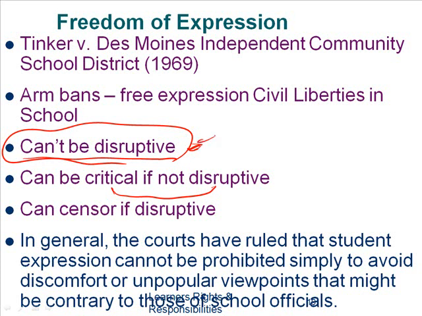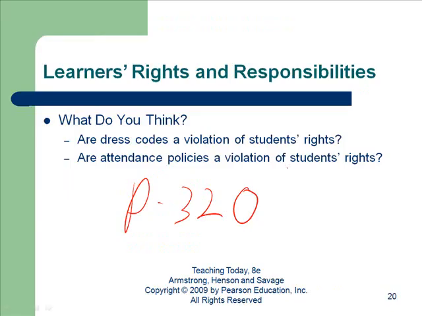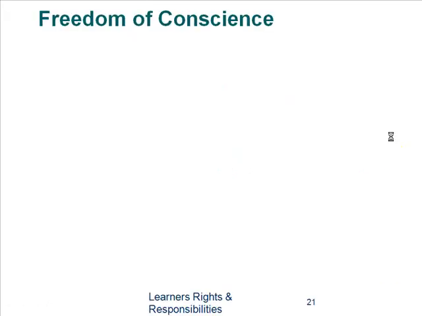But here's the litmus test: is it disruptive? These other things come into play. Freedom of expression for a student. How about this on page 320? Are dress codes a violation of student rights? Attendance policy a violation of student rights? Let's make this for you to respond, number 3 and number 4 in your notes, please.